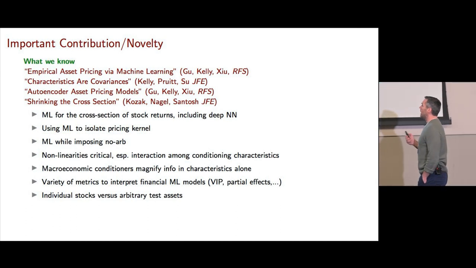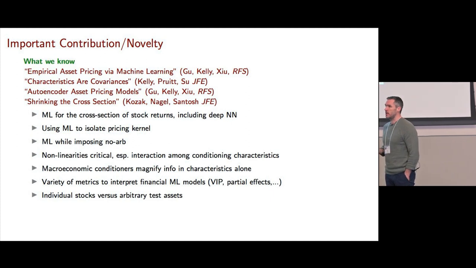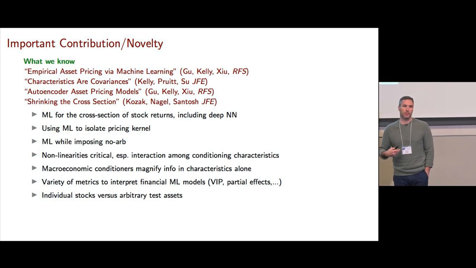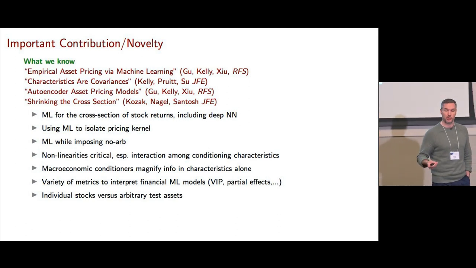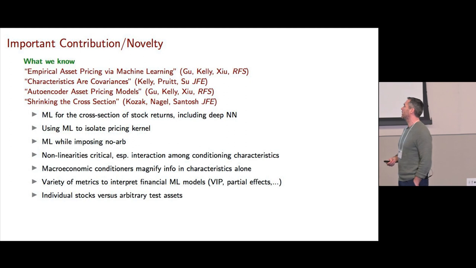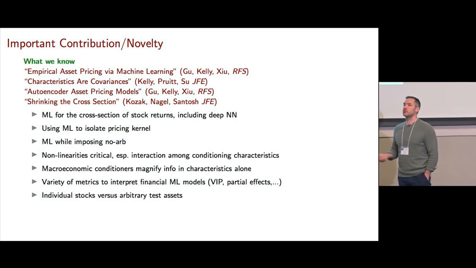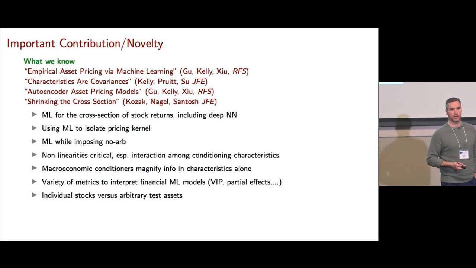All right. A lot of the conclusions that are emphasized are not the main conclusions of the paper, in my view. They're things we sort of already knew. Things like you can use ML for cross-sectional pricing. You can use it to build good portfolios. You can impose no arbitrage restrictions while doing machine learning. Non-linearities and interaction effects are critical. Macroeconomic conditions are critical. These are all things that show up in the literature already.